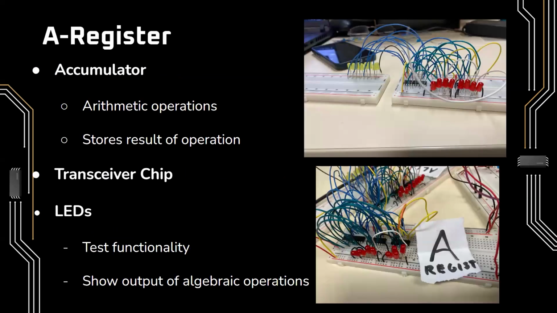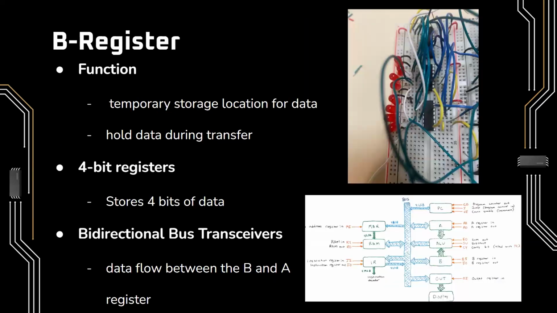So next we have the A register, which is also called the accumulator. What it does is arithmetic operations, and it stores the result of these operations. For this module, we use a transceiver chip that receives and sends data. We used LEDs to test and debug whether the actual component is working. It shows the output of algebraic operations, telling us that we can do it.